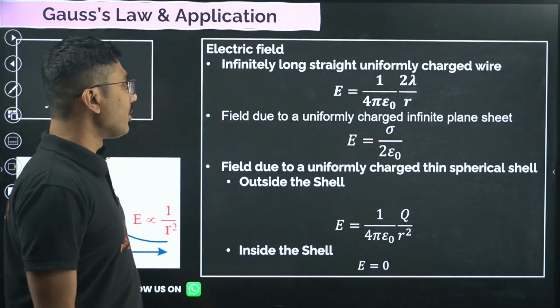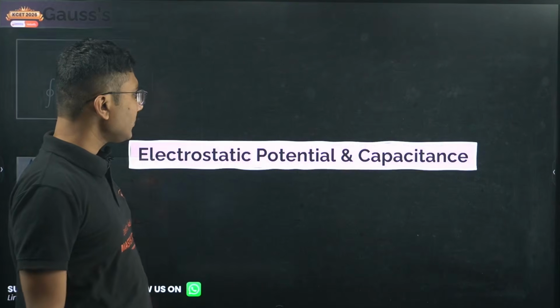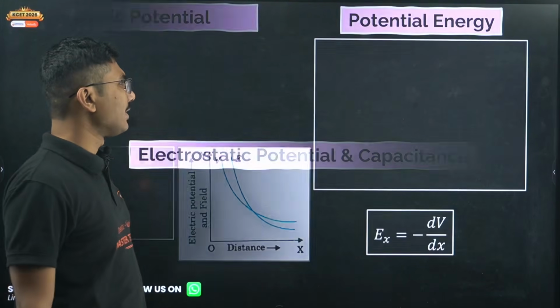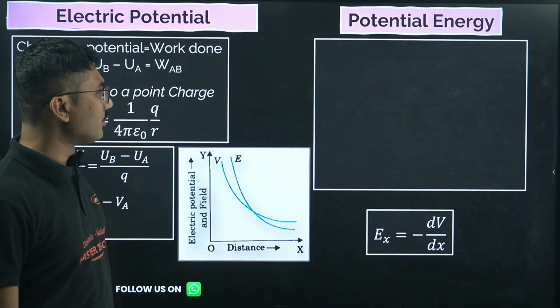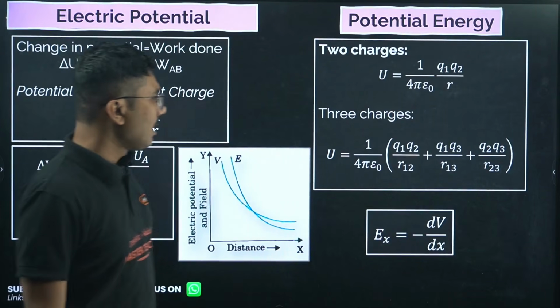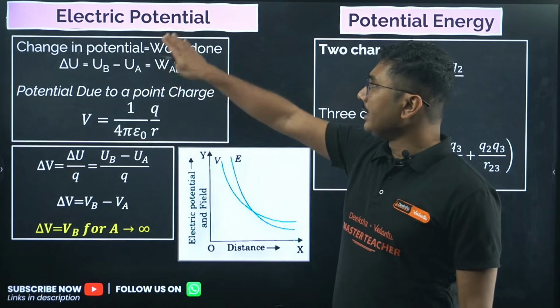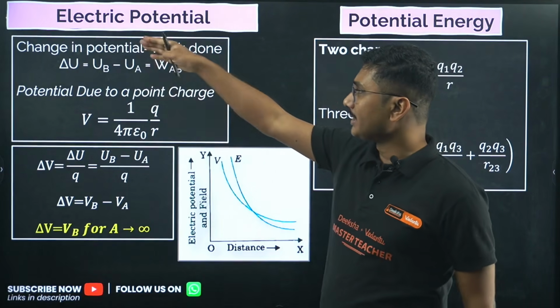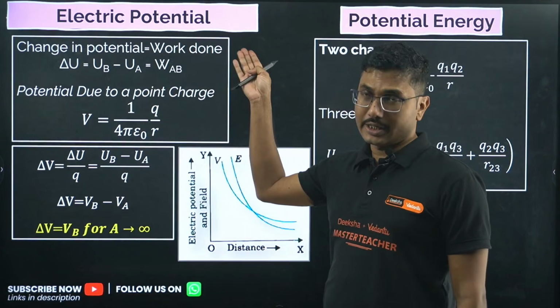Let us move on to the next chapter as well. I will show you the next chapter so that if you have any doubt, that will also be cleared. So here we have electric potential. What is the definition of potential? It is equal to work done.